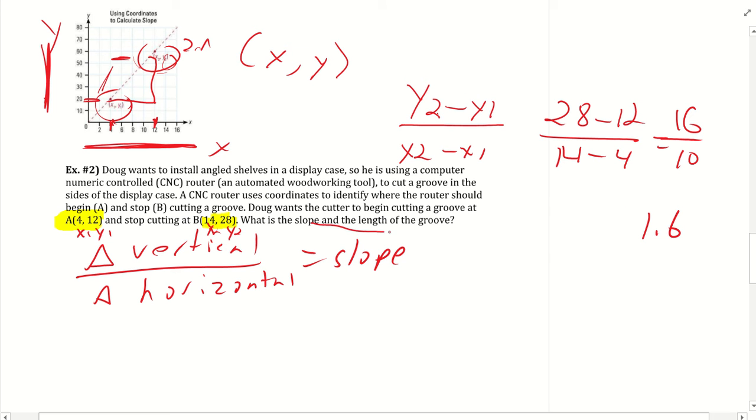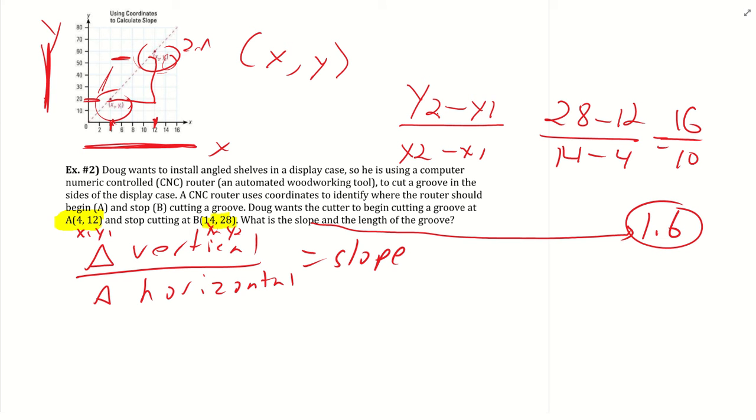So when it asks what's the slope of that, you would be able to say 1.6. Now there's another interesting part of this: what's the length of the groove? Well, again, if you look here, you would see that you have a right angle triangle. So if you wanted to know the length of the groove from here to here, you could use the Pythagorean theorem again to figure that out.